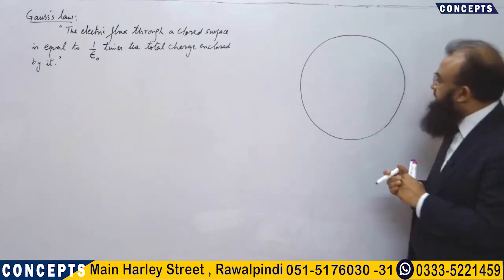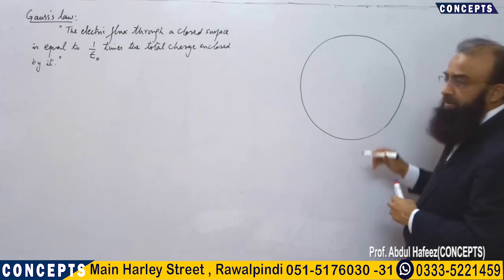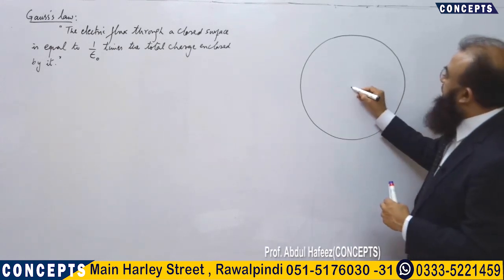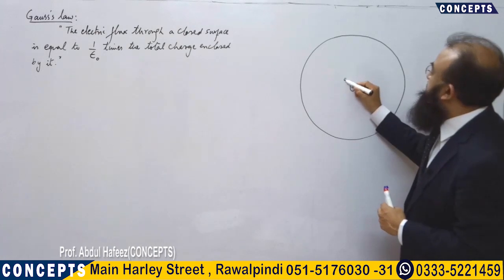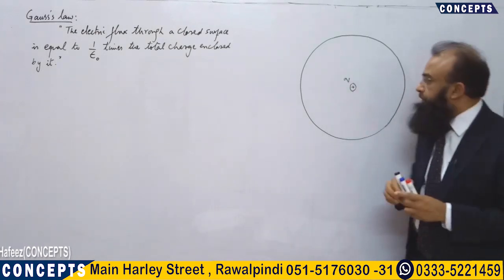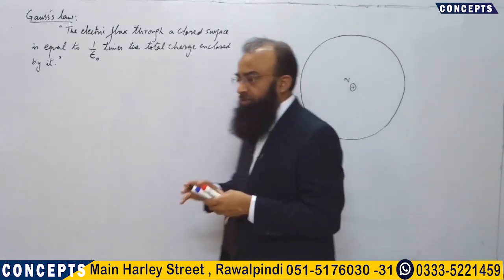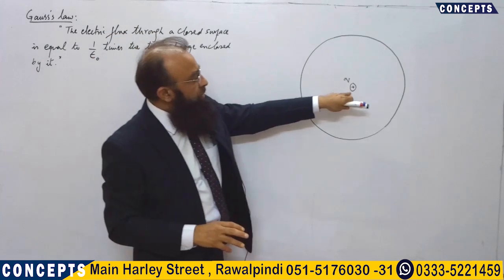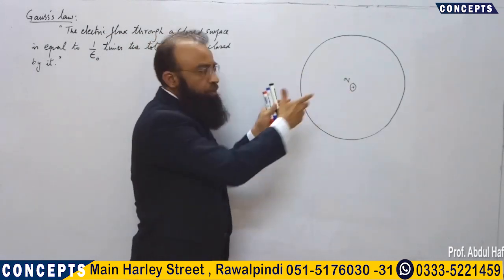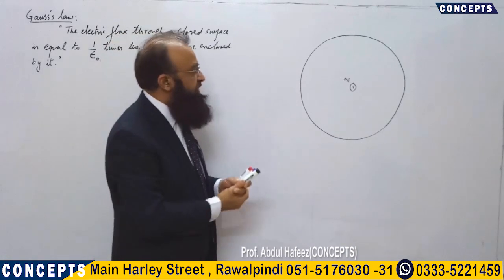This is our closed surface, which is in the form of a sphere, and it has radius r. Suppose a point charge is placed at the center of this closed surface. Now we are supposed to find out the electric flux due to this point charge through this whole surface, which is our closed surface in the form of a sphere.